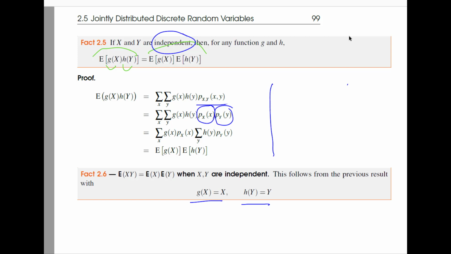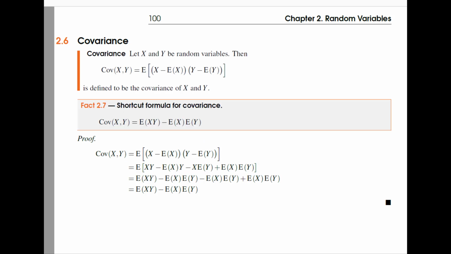Right, and we have this very important property for independent events, independent random variables, I should say, that the expected value of the product is the product of the expected values of each. All right, excellent. And now we talk about covariance.